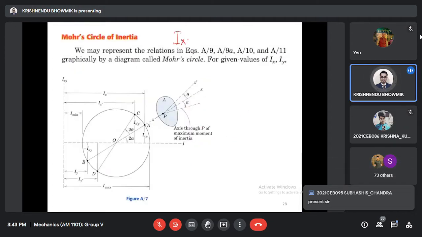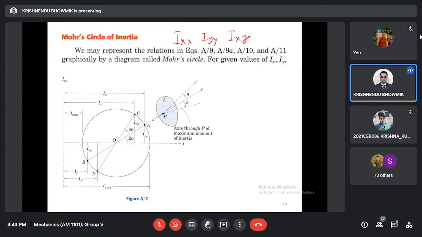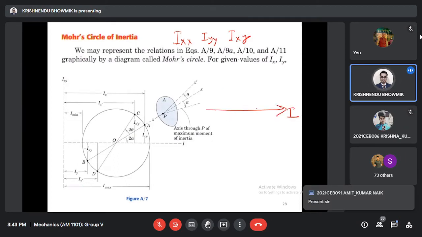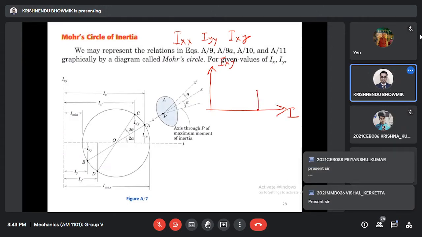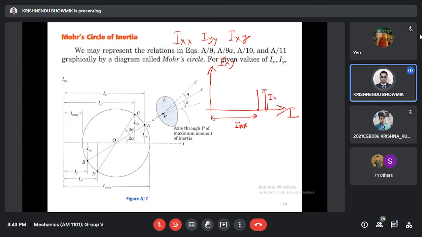If we calculate Ixx, Iyy, Ixy, then to draw the Mohr's circle, we have one rectangular moment of inertia axis, and this is the product of inertia axis. We can put the Ixx value here, the Ixy value here, and maybe we have the Iyy value here.